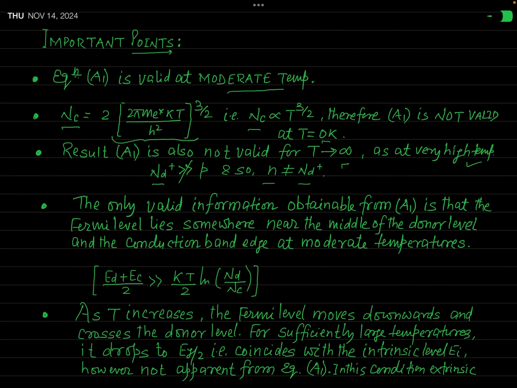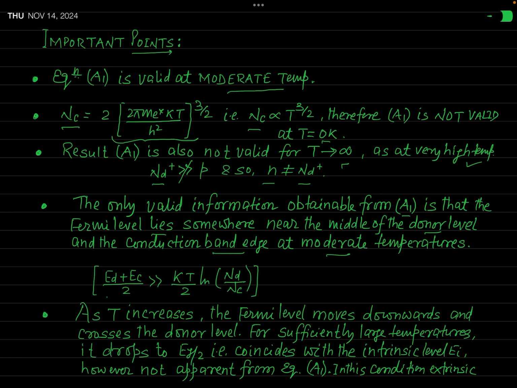Okay. So I have written that the only valid information obtainable from this equation A1 is that the Fermi level lies somewhere near the middle of the donor level and the conduction band edge at moderate temperatures. Okay. In fact, in this condition, you can say that the conduction band.